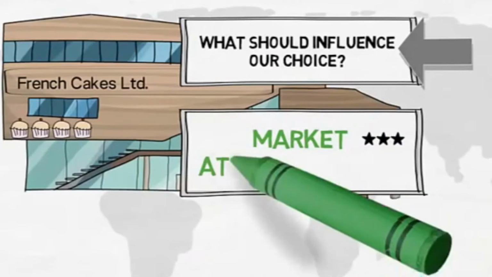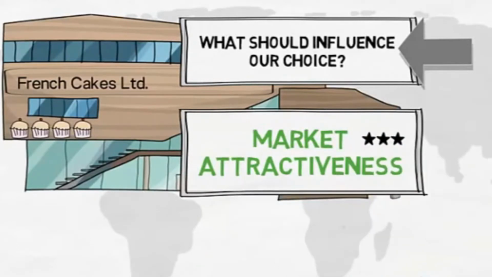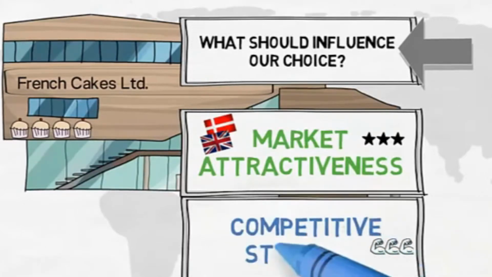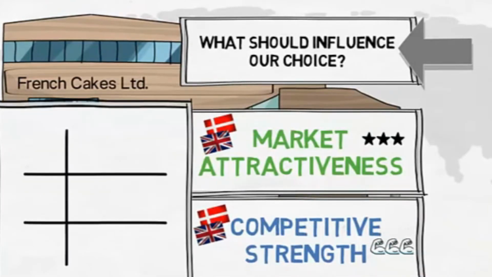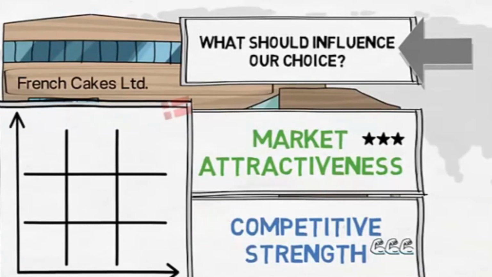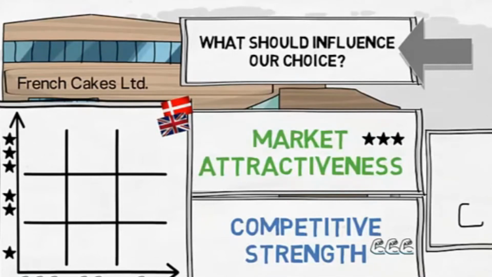Firstly, we will investigate the market attractiveness, how attractive each market is for French Cakes to enter. Secondly, we will investigate the company's competitive strength in each of the two markets. We will then use these findings to plot the two investigated markets into a matrix in order to provide an overview. Finally, we will look at French Cakes' internal situation in order to determine their capabilities to serve either market.